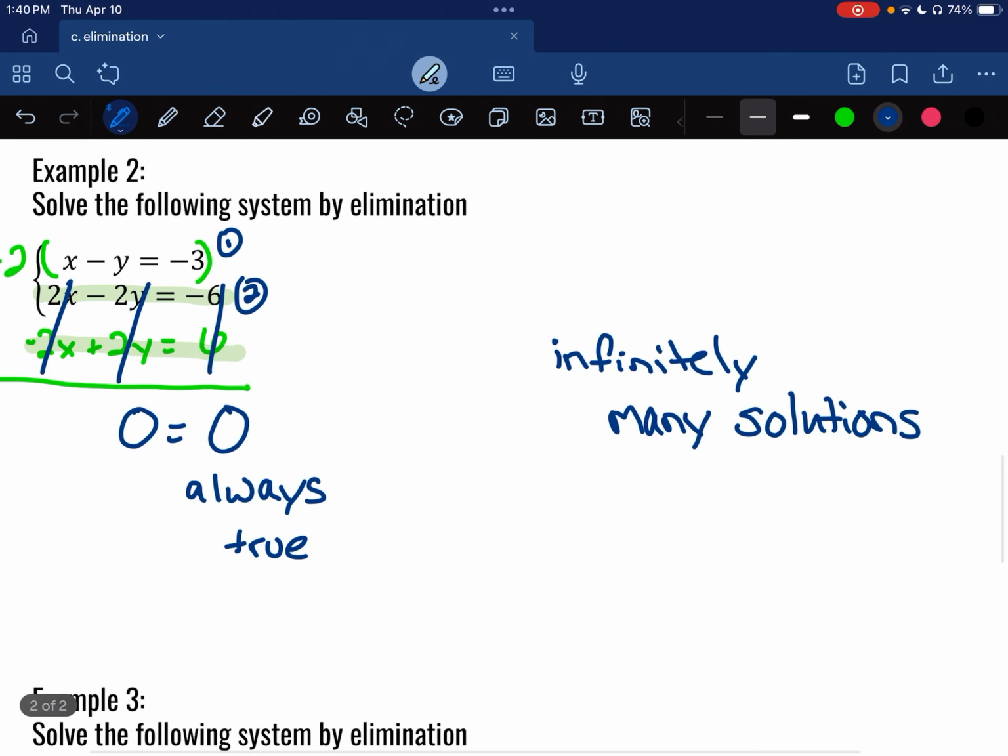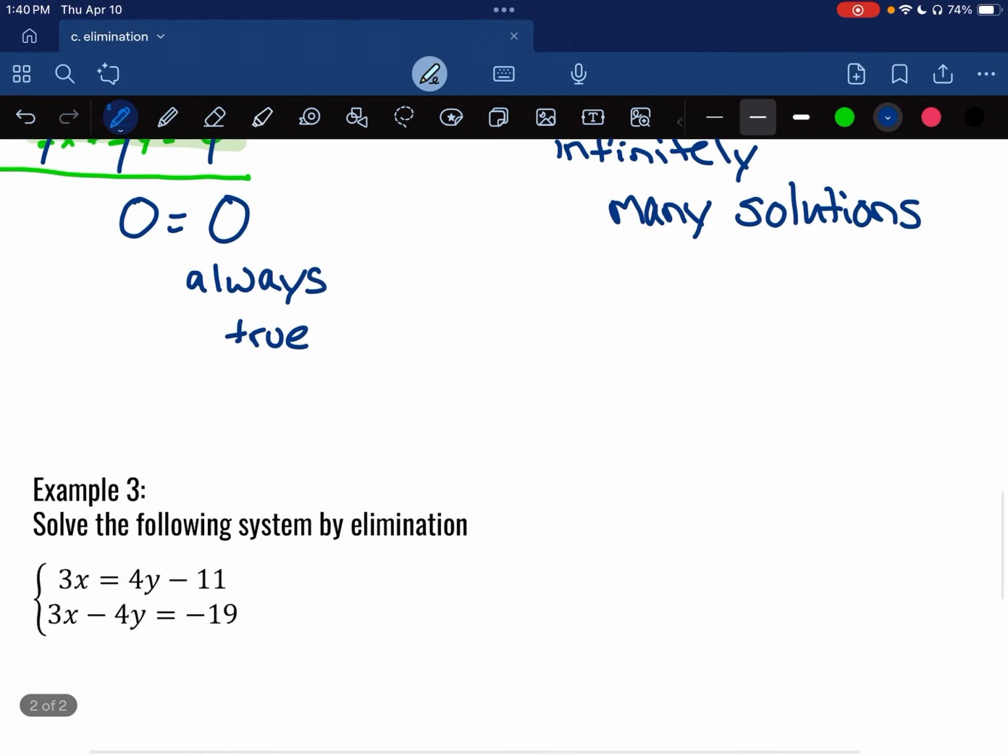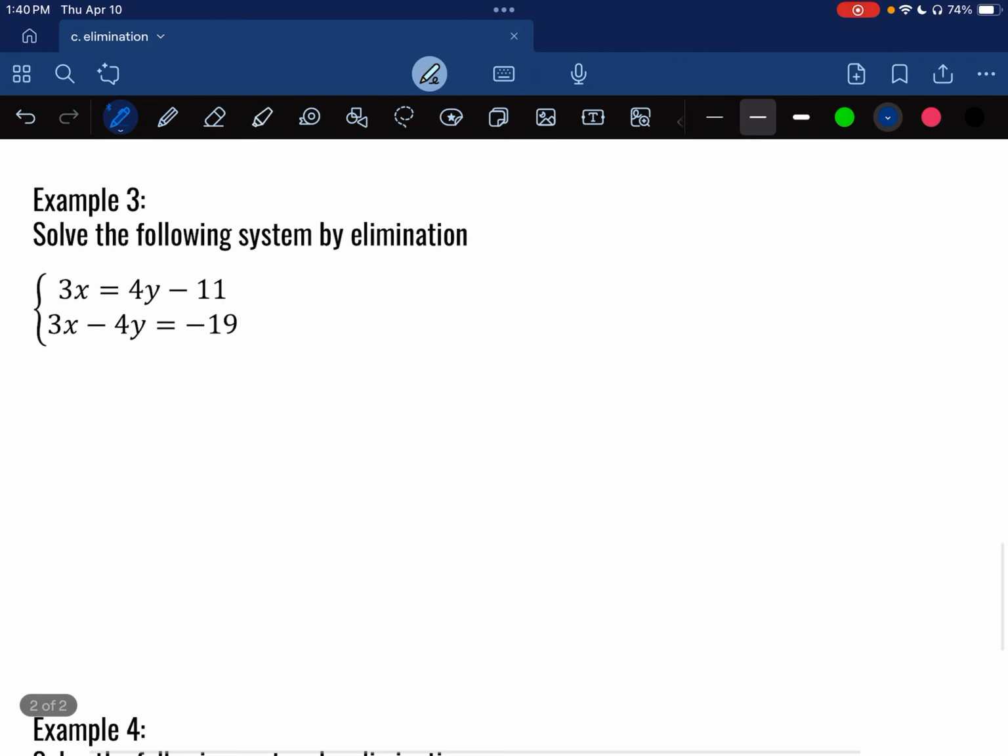Okay, if we think about graphically what's going on here, we have 2 coinciding lines, right? One right on top of each other. Very nice. All right, example 3. Let's go ahead and solve the following system by elimination.